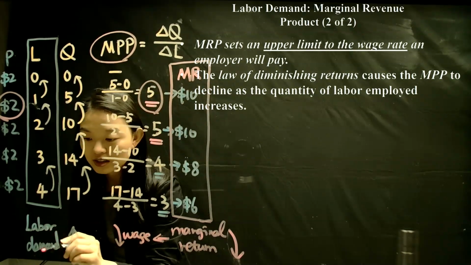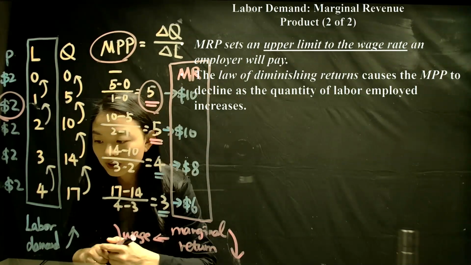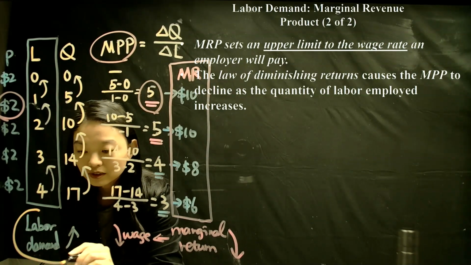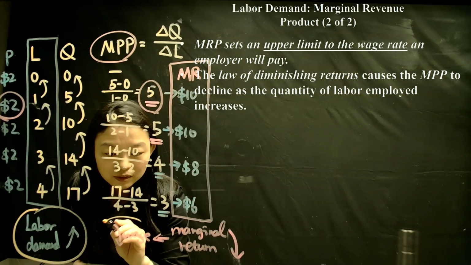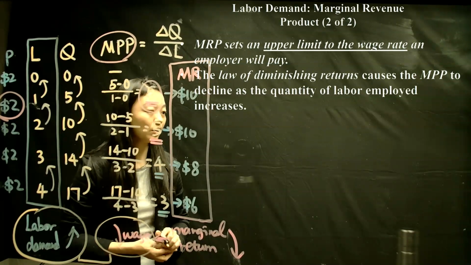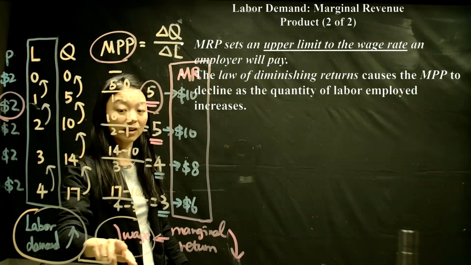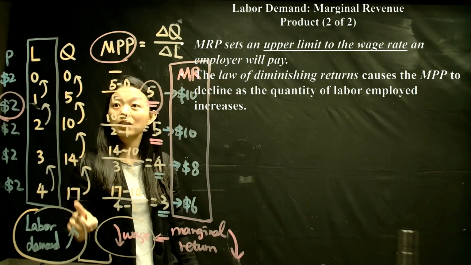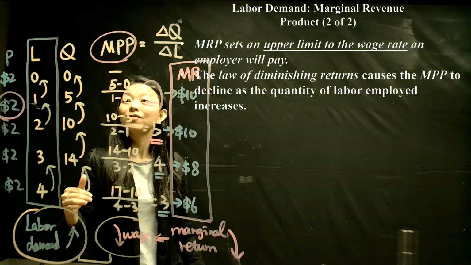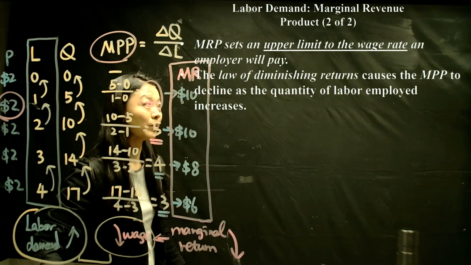And they are negatively related. Finally, you can find a relationship here. They are actually negatively related, these two. Wages and labor demand are negatively related. So this is another way to verify why the demand curve is downward sloping.